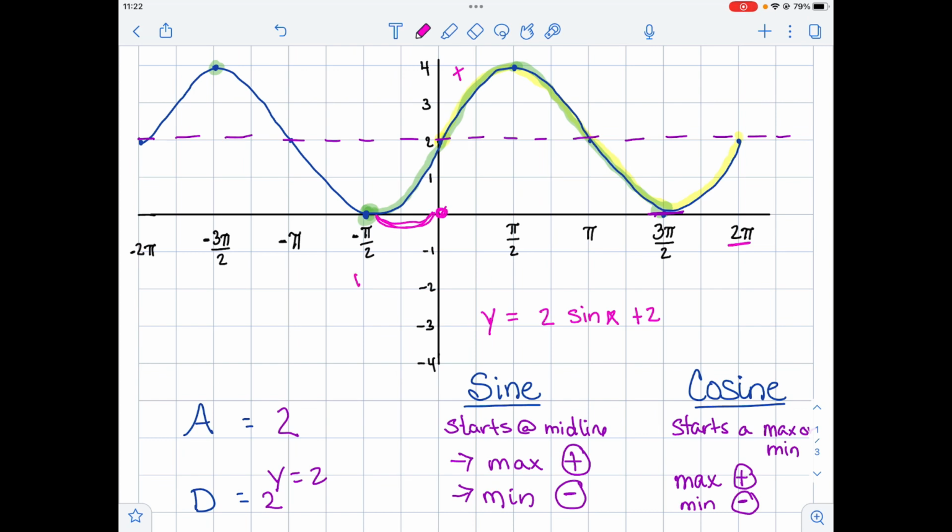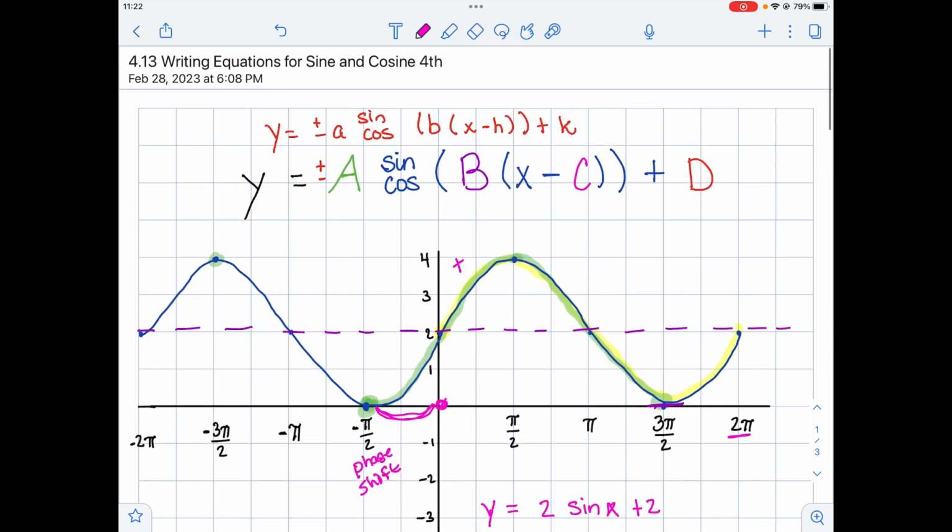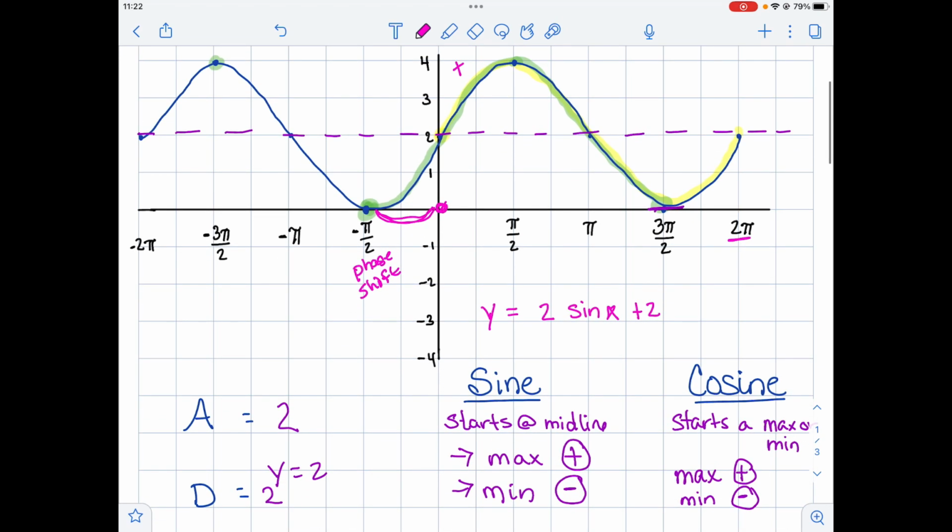So this is our phase shift. To find our c, which is what's in our equation if we write it without the parentheses, distribute these. To find our c, it's the same thing as saying c over b is equal to the phase shift. If we know our phase shift is negative pi over 2 and we know b is 1, then our c is going to be negative pi over 2.